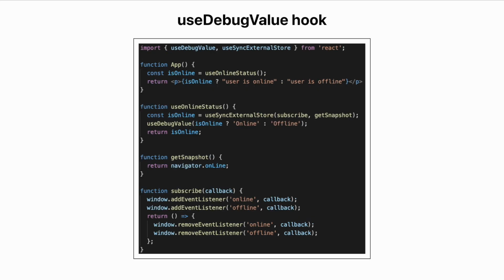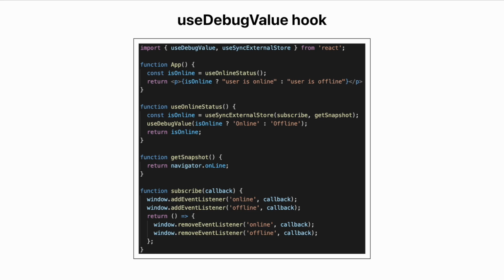useDebugValue lets us add a debug value to a custom hook. We pass two arguments to the useDebugValue hook. The first argument is the debug value that will be displayed in React DevTools. The second argument is the format function that will be called passing the debug value, and it should return the formatted value. The useDebugValue hook does not return any value.